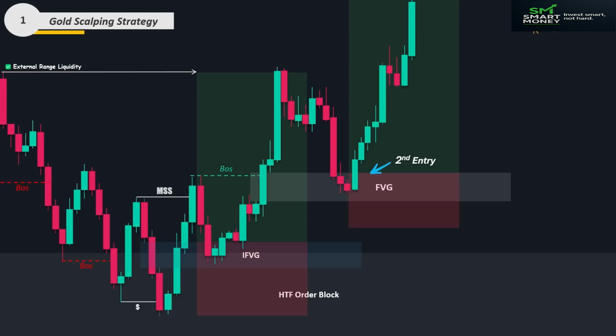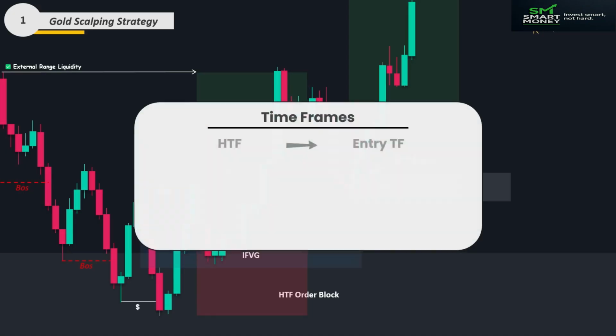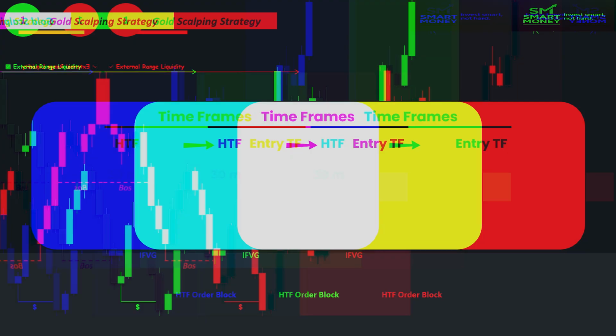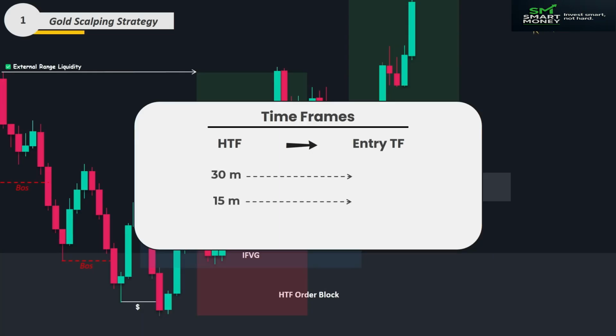As mentioned earlier, to get the best results with this trading plan, especially when trading gold, you'll need to work across two different time frames. The most effective higher time frames for identifying this setup are the 30-minute and 15-minute charts. Once a potential setup is identified on the higher time frame, you can then move to lower time frames, such as the 5-minute or even the 1-minute chart, to execute your entries.